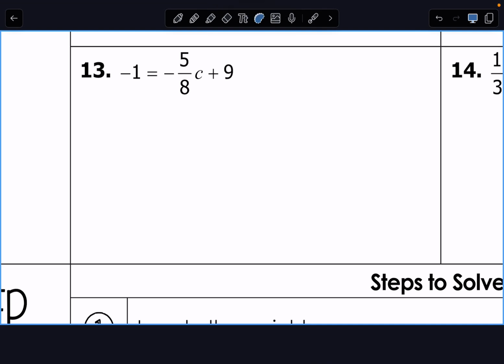13, I want to look at a couple of problems. Okay? First, I want to look at number 13.